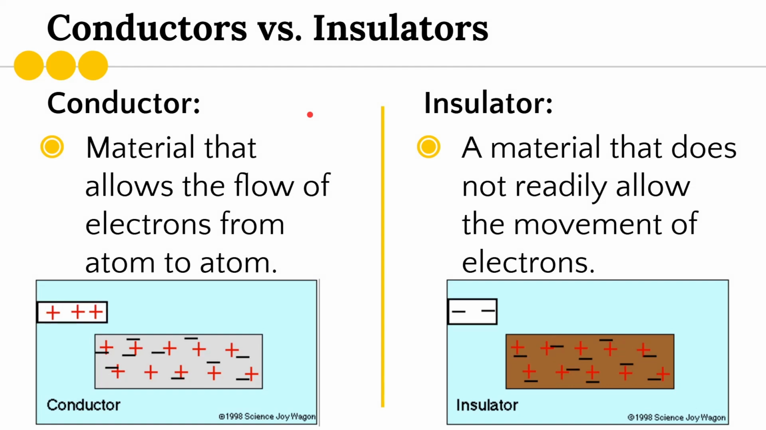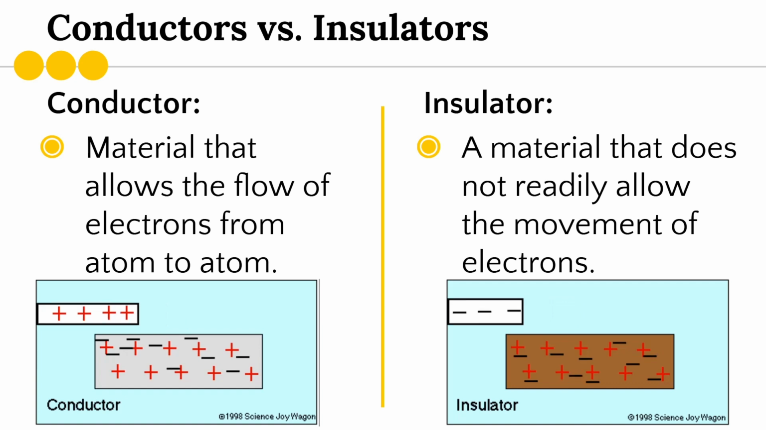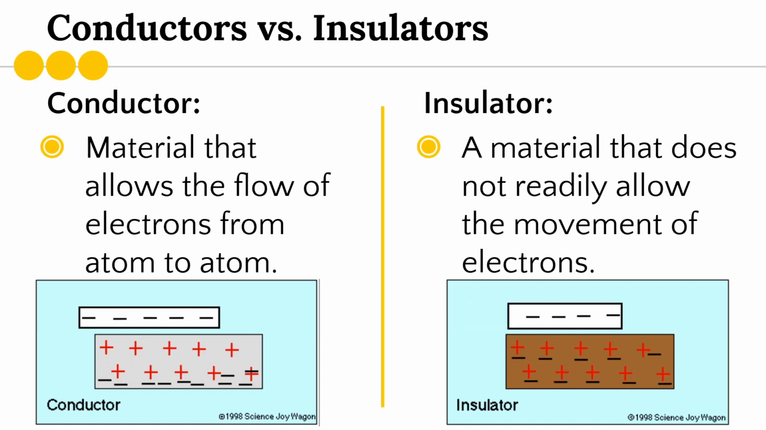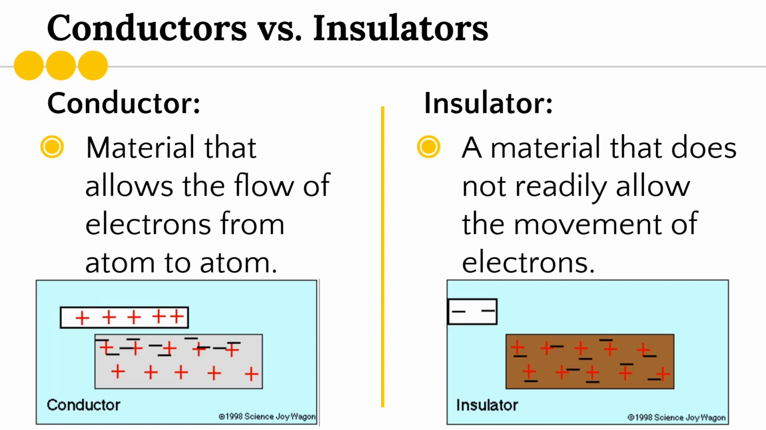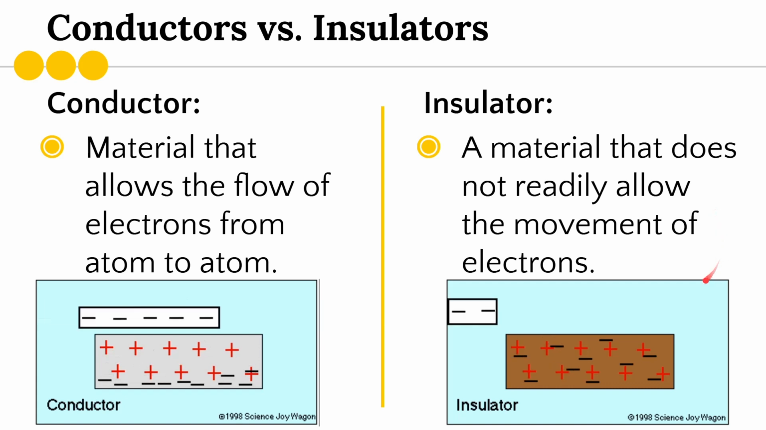Okay, but again, typically you'll see different examples involving conductors. So let's talk real quick about what a conductor is versus what an insulator is. A conductor is a material that allows the flow of electrons from atom to atom. So we're thinking of metals, typically, when we think of conductors, although you can have some of your semi-metals that have conductive properties as well. An insulator, on the other hand, does not readily allow the movement of electrons.